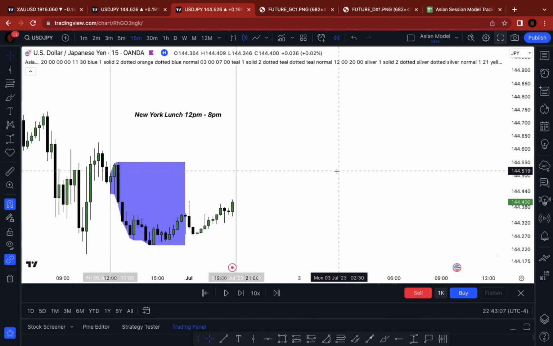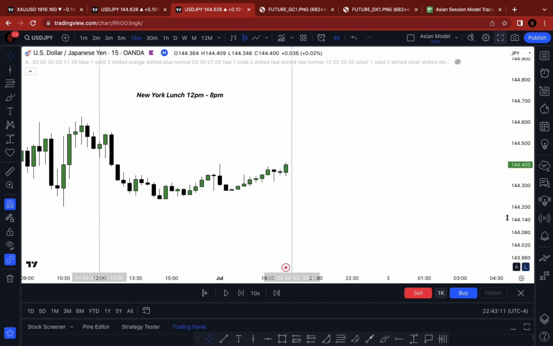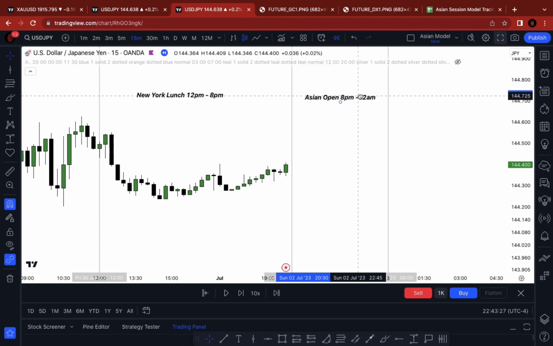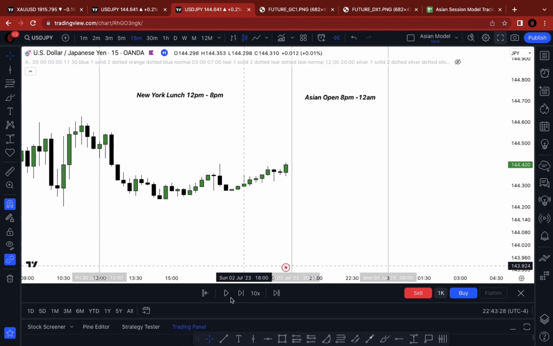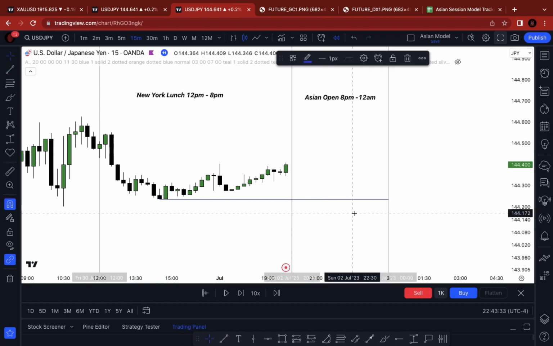So bringing it back here, I'm just going to mark off the 15-minute swing highs and swing lows. I'm also going to mark off the Asian session model. That's going to be 8 p.m. to 12 a.m. New York Eastern Standard Time, right? Going into midnight, I'm going to find all my swing lows that I have here.